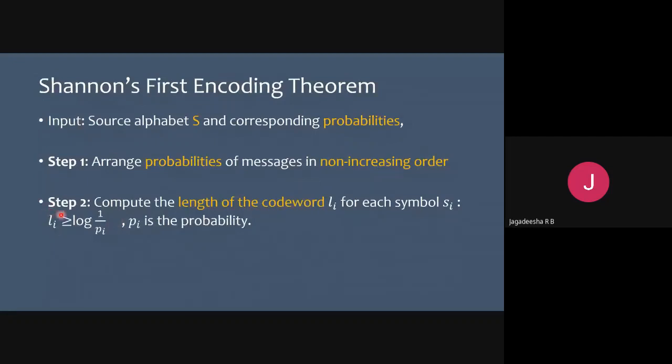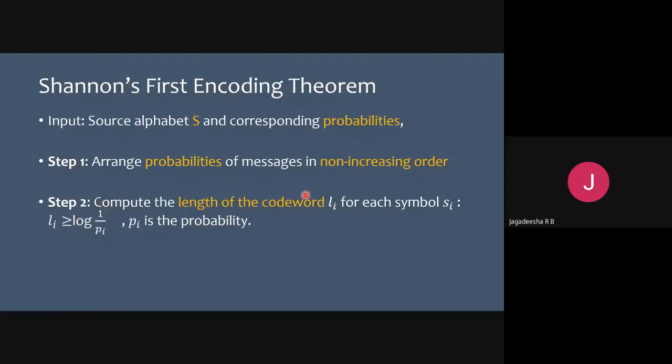That must be greater than or equal to 1.7. That means it should be the next higher integer. Suppose this value is 1.7, we are making it 2. If this value is equal to 1.3, we are making it 2. If this value is equal to 0.8, we are making it the next higher integer, that is 1. If it is already equal to 1, then it is 1 itself. So Li should be greater than or equal to this value. That means we want to convert the value here into the next higher integer. That is the length of the code word Li.